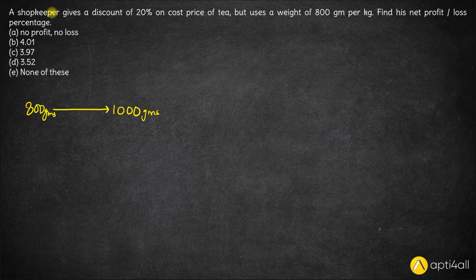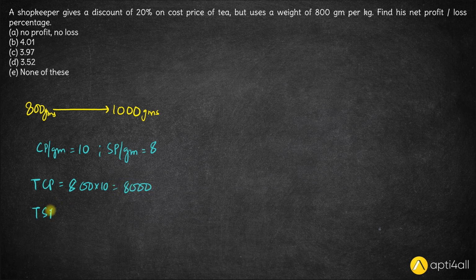So assuming that it's given that he gives a discount of 20% on the cost price, let the cost price per gram be 10 rupees, hence the selling price per gram will be 20% less, which is 8 rupees. Okay. So now the total cost price for the shopkeeper will be, he buys exactly 800 grams at the rate of 10. So 800 into 10, which is 8000.